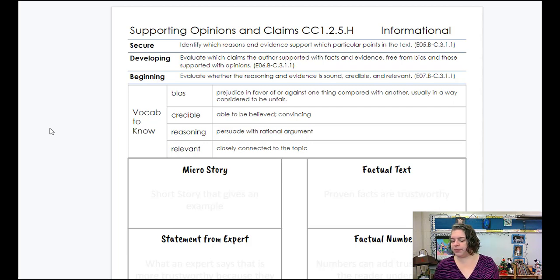So our vocab to know, we're looking at bias, a prejudice in favor of or against one thing compared to another, usually in a way considered to be unfair. Credible, able to be believed, convincing. So credible would be like what they're saying or the source, like where you're getting the information from. Is it believable? Reasoning, to persuade with a rational argument. And relevant, closely connected to the topic. Are they throwing out a whole bunch of gobbledygook that doesn't actually make any sense, or is what is being said on topic and believable and credible?